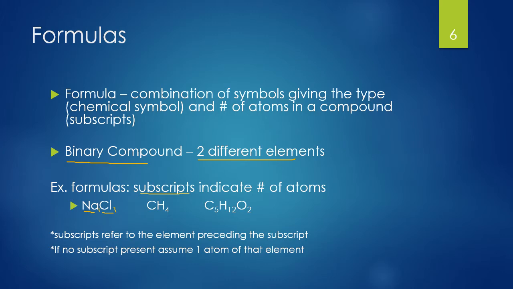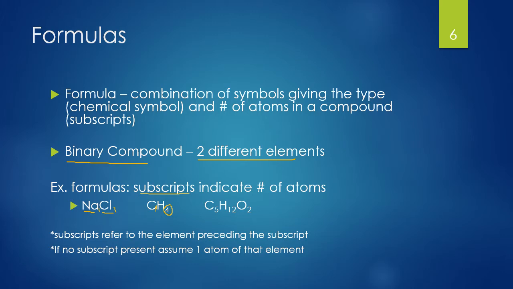Looking at the next example, we have CH4, once again a binary compound. This would be carbon and hydrogen together. We use the subscripts to figure out how many atoms of each element are present in the compound. So carbon doesn't have a subscript, so we know there's just 1 carbon. But after hydrogen, we see this subscript of 4. So that means there are 4 hydrogens for every 1 carbon in this compound.